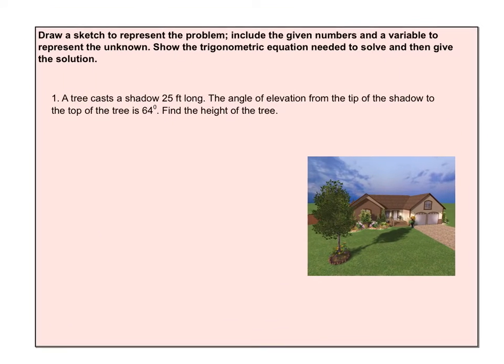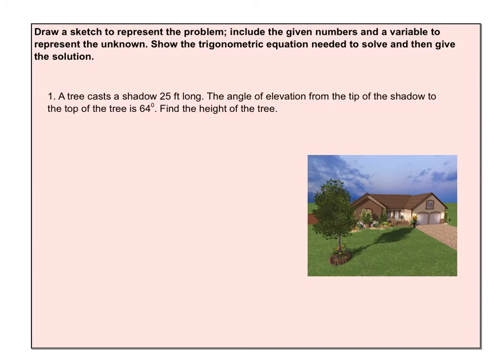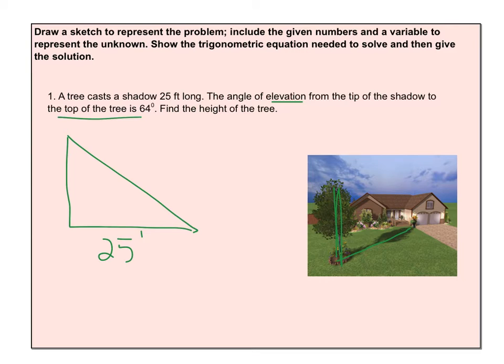So now if we look, a tree casts a shadow 25 feet long. So here's our tree, here's our shadow. The shadow is 25 feet long. The angle of elevation from the tip of the shadow to the top of the tree is 64 degrees. So with 64 degrees in there, figure out the height of the tree.